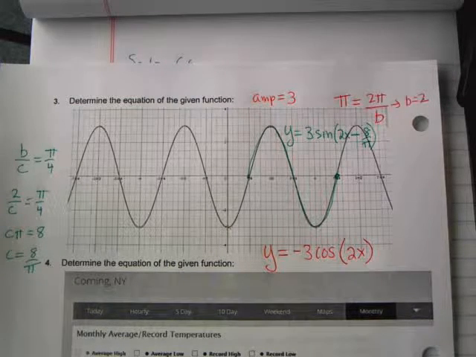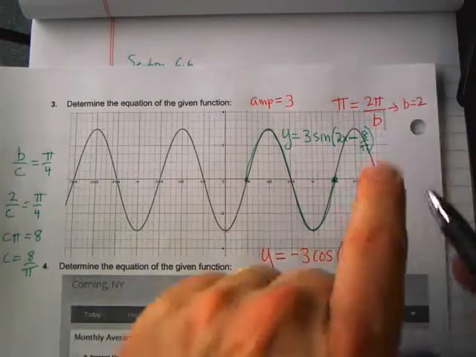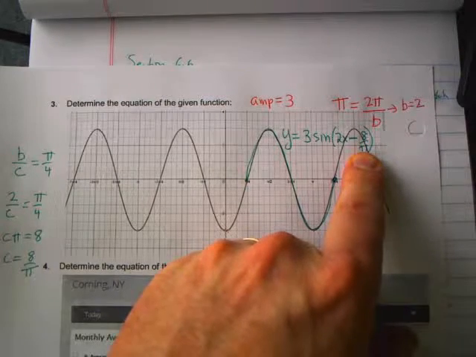The d number is always the same. What's the d number for both of these? It's the vertical shift. What was the vertical shift on both of these? 0. It was the same. What's the only letter that's going to be different? The phase shift. So the c will be different. For this problem, the c was 0. For this one, the c was 8 over pi.